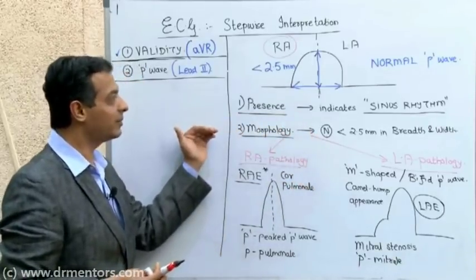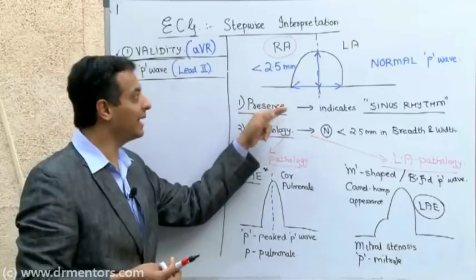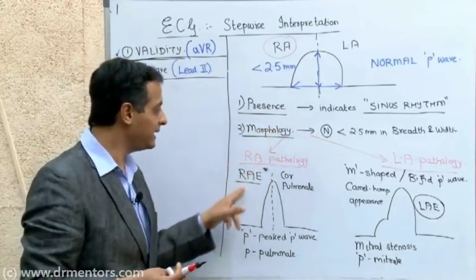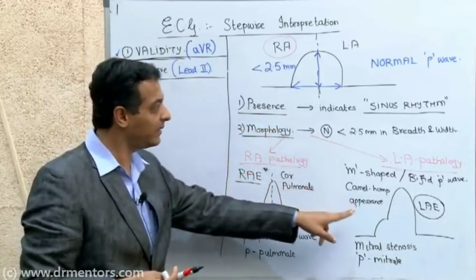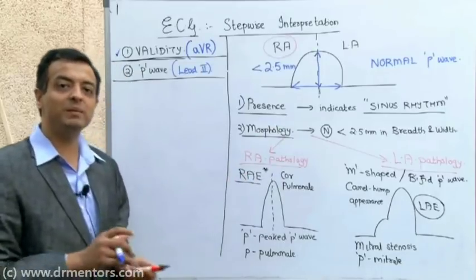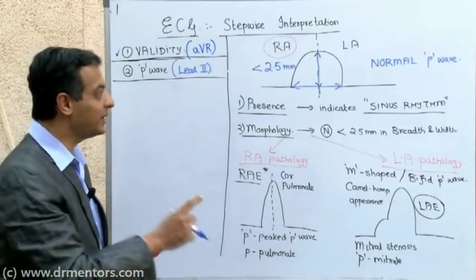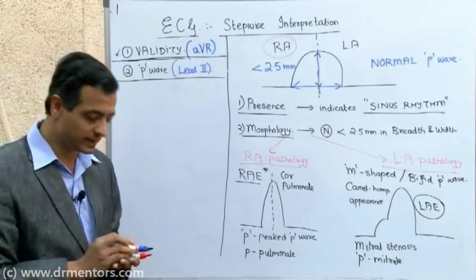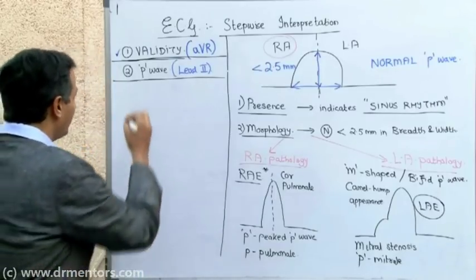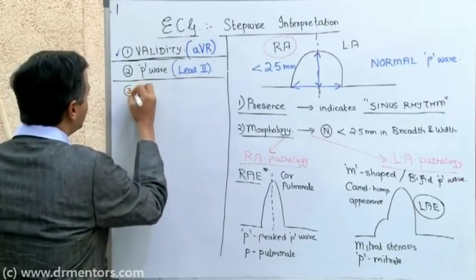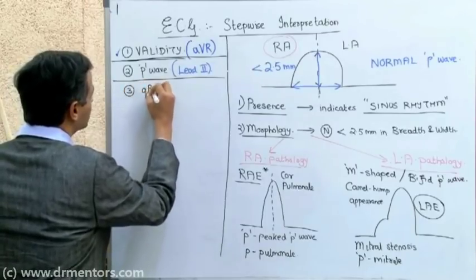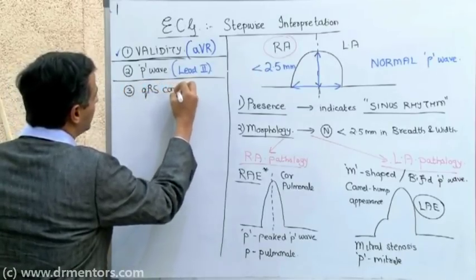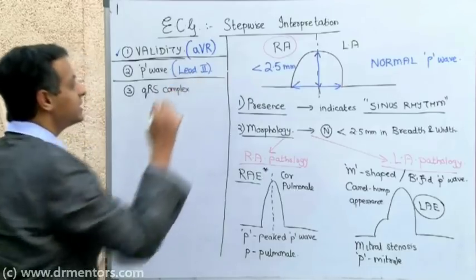If there is abnormality, we know what it is: absence of P wave, right atrial enlargement, or left atrial enlargement can be picked up. Diagnosis can be given on the basis of these morphological changes. After the P wave, we come to number 3, that is the QRS complex. You will look out for the QRS complex.